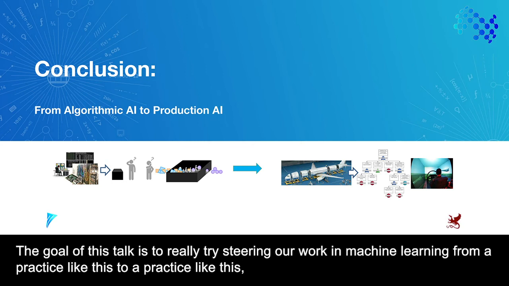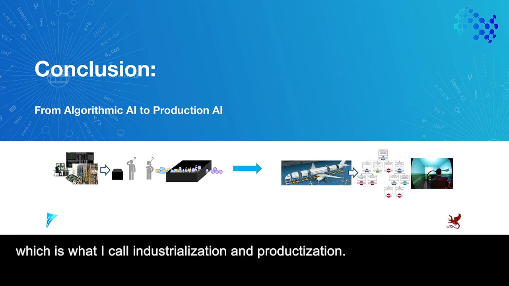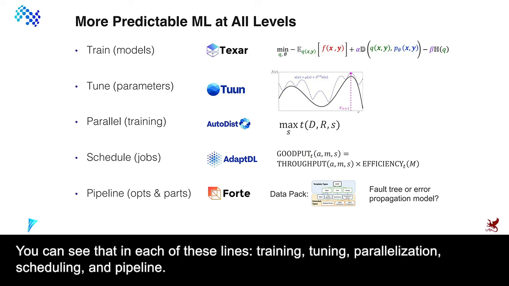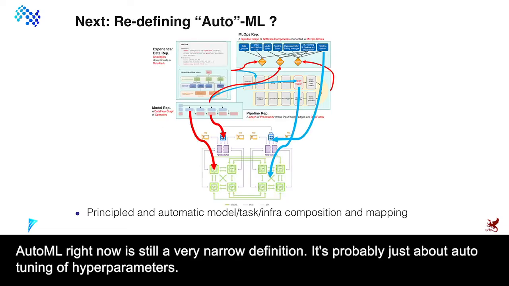The goal of this talk is to really try steering our work in machine learning from a practice like this to a practice like this, which I call industrialization and productization. I believe it's not only about engineering and hacking. There are predictable ways of doing machine learning at all these levels. You can see that in each of these lines: training, tuning, parallelization, scheduling, pipelining. AutoML right now is still a very narrow definition. It's probably auto-tuning hyperparameters.